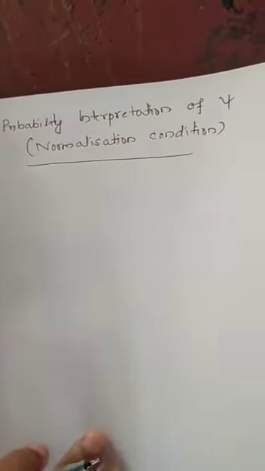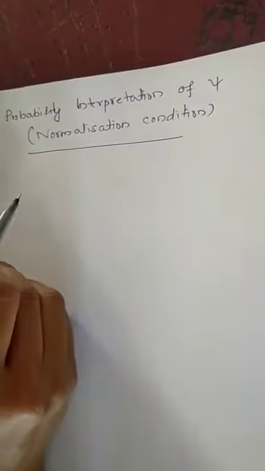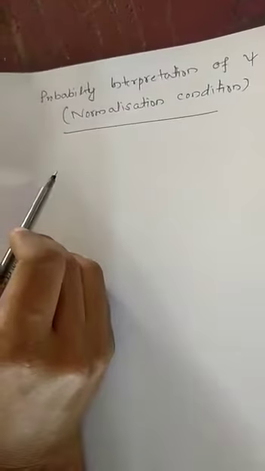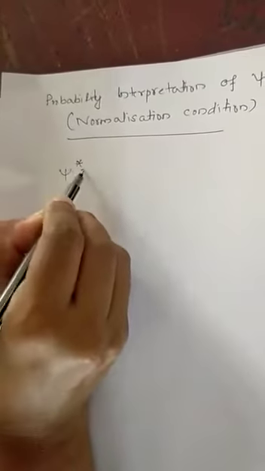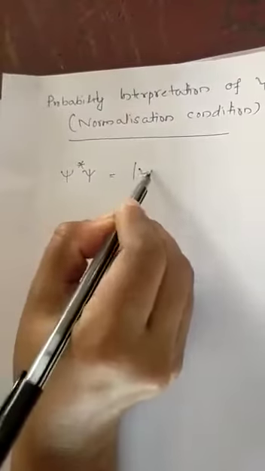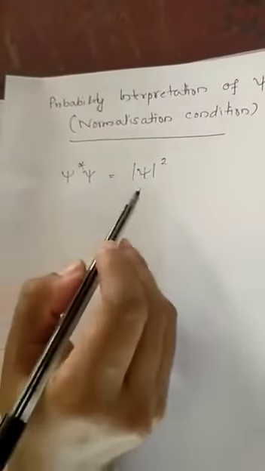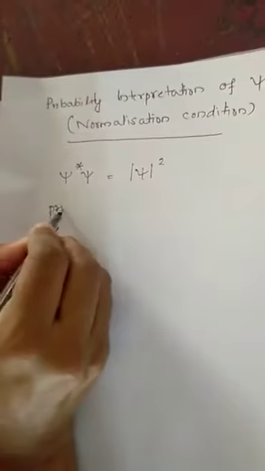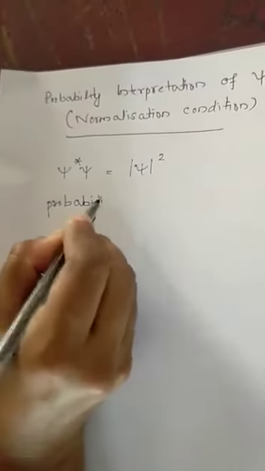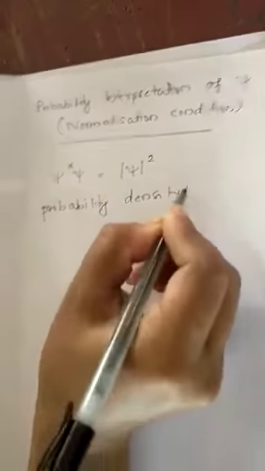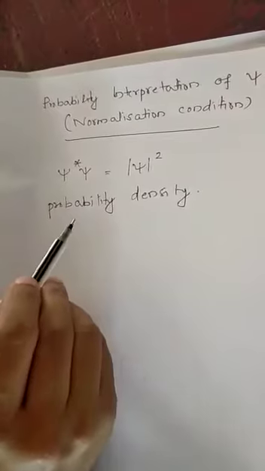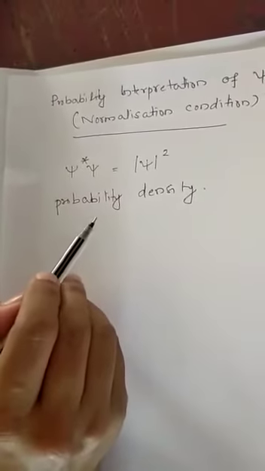Now the probability interpretation of psi, or the normalization condition. We know that psi is a complex quantity, so psi itself has no physical significance. But the quantity psi star psi, which is equal to mod psi square, represents the probability density. That is, the probability of finding the particle in unit volume.